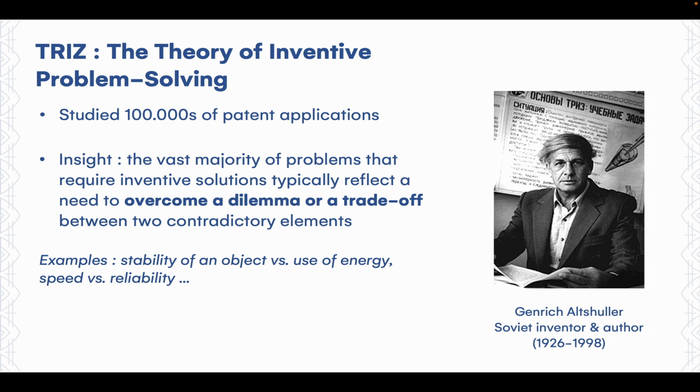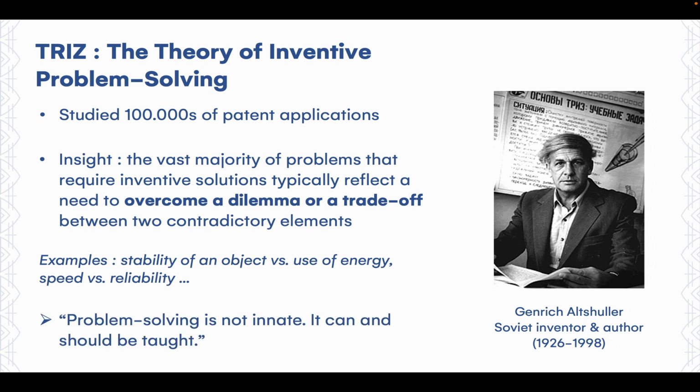between two contradictory elements. For example, we need some kind of object that's stable, but that doesn't use too much energy. Or it has to go fast, but it also needs to be reliable.